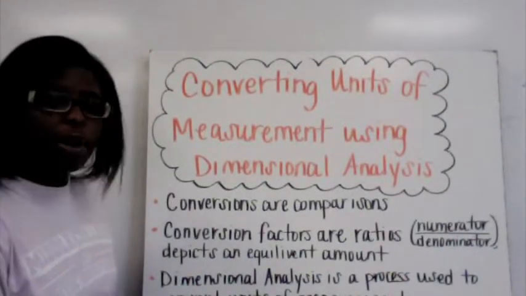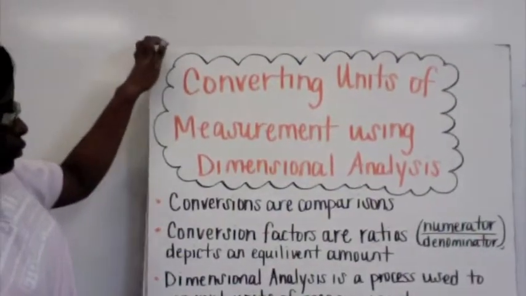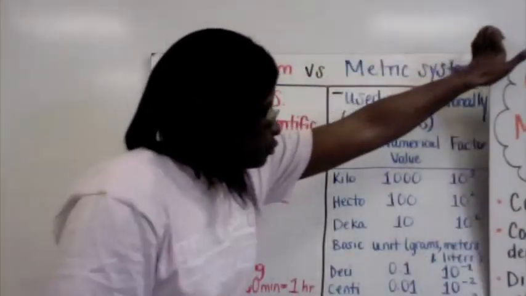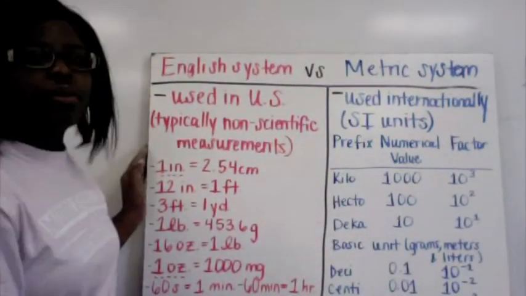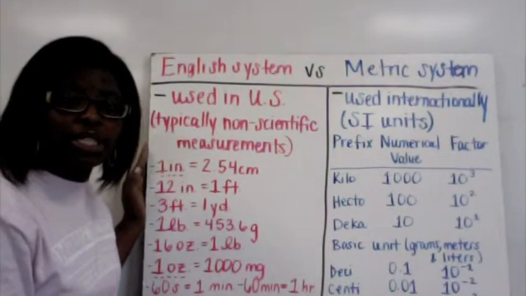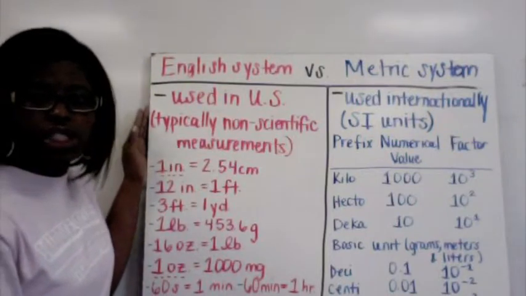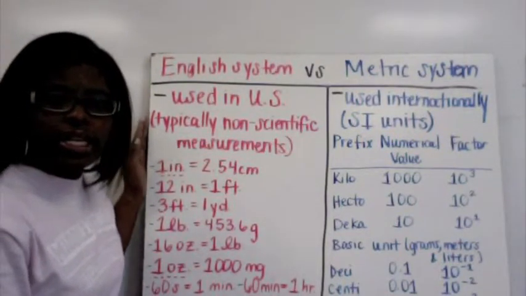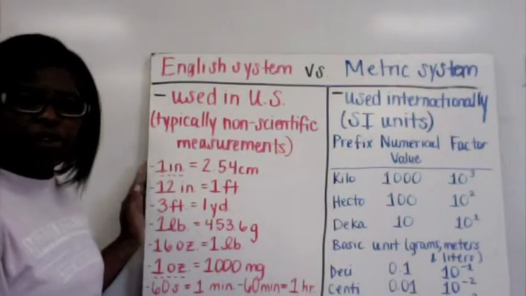Dimensional analysis is a process used to convert unit measurements. There's a difference between the English measurement system versus the metric system. Predominantly, the English system is used in the United States. It typically consists of non-scientific measurements, so most of these should be very common to you.